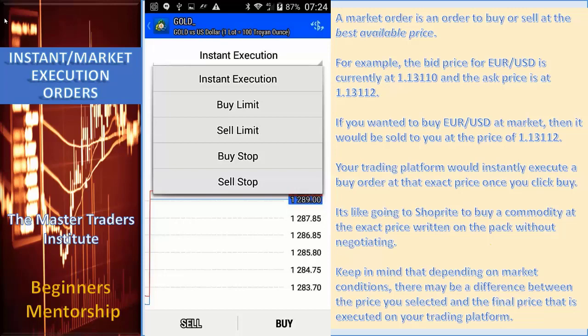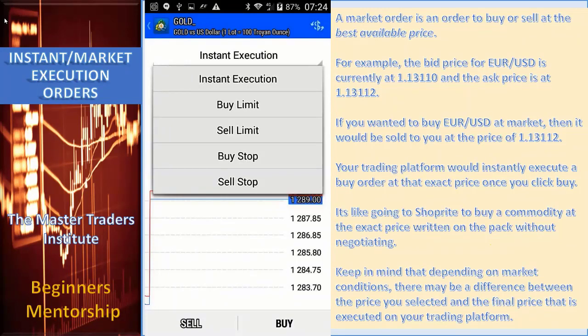So keep in mind that depending on the market conditions, there may be a difference between the price you selected and the final price that is executed on your trading platform. There are various things that can determine this. If your network is bad, you can place an instant execution order, and before your network sends it, the price has moved away from where it is now. And what the computer will give you is the price where the market is at that point when your network sends the order. That is what the market gives you.